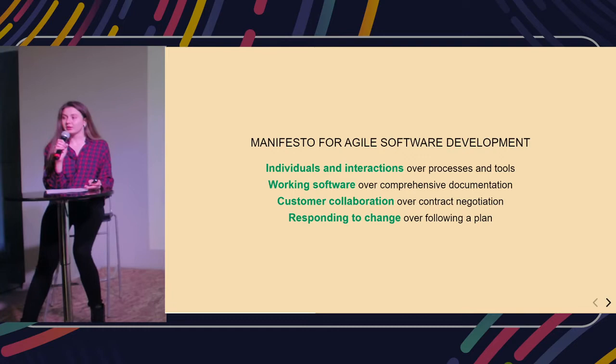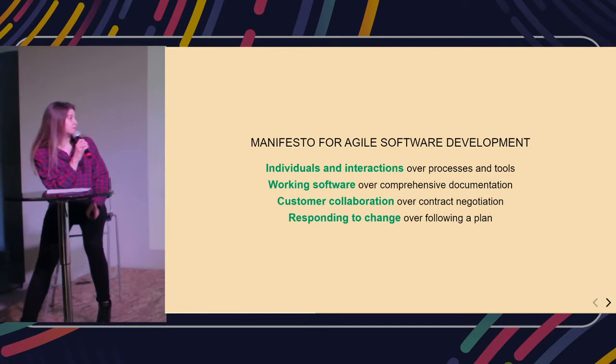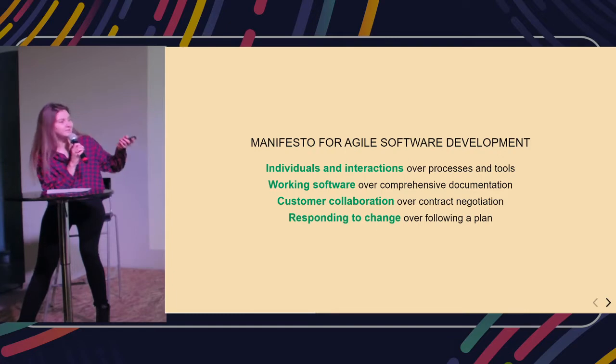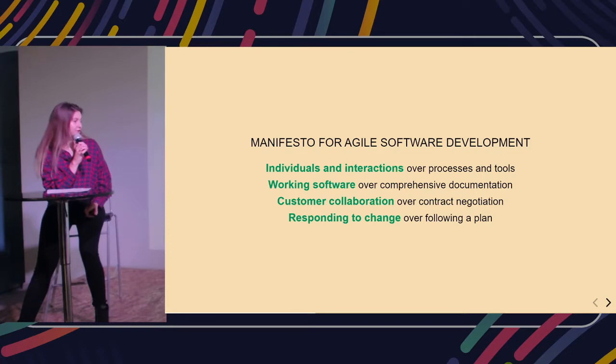The Agile Manifesto was created in February 2001 by 17 software developers in written form. Now you can see on the screen the 4 main values, and I'll read them. Individuals and interactions over processes and tools. Working software over comprehensive documentation. Customer collaboration over contract negotiation. Responding to change over following a plan.